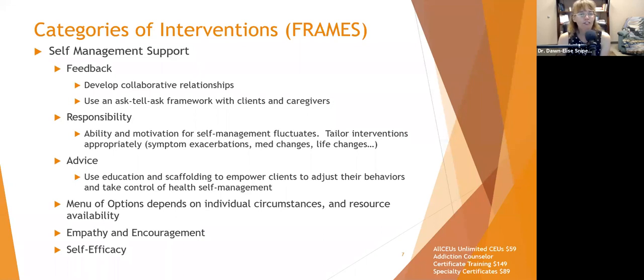What kind of options are out there for your treatment? And which ones are you interested in? Some may be right up their alley, others may not. Provide empathy and encouragement and enhance self-efficacy. Regularly remind them what they have done, how far they've come, what they're capable of doing.